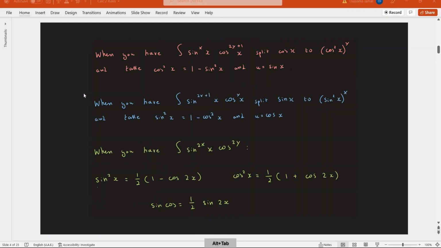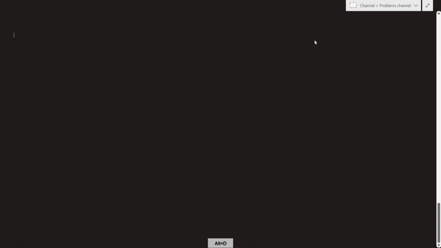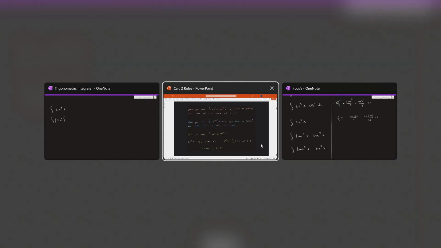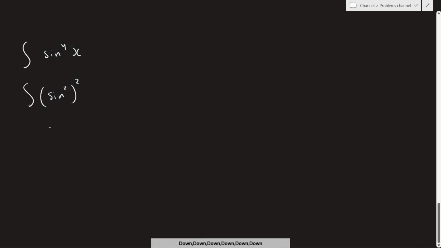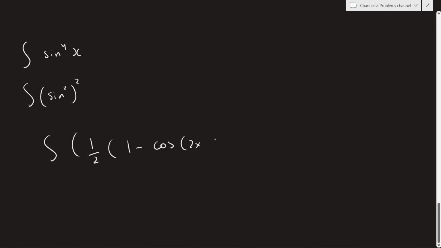All right, so next question, sine power 4. What I'm going to do first is simplify. So it's going to be sine squared, power 2. Sine squared, if we change it to 1 minus cosine squared, it's not going to help me later because I want to find the integral and it's going to be really tough. So I'm going to use the rule which says that sine squared is equal to half times 1 minus cosine 2x. So what's going to happen is half times (1 minus cosine 2x), and then the whole thing squared.